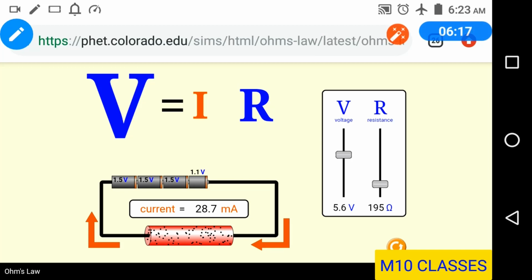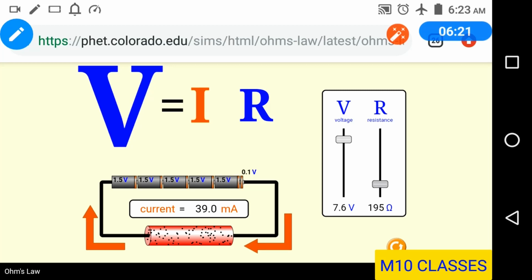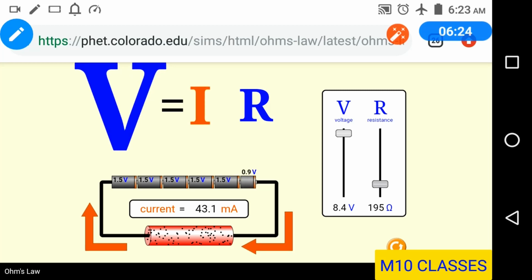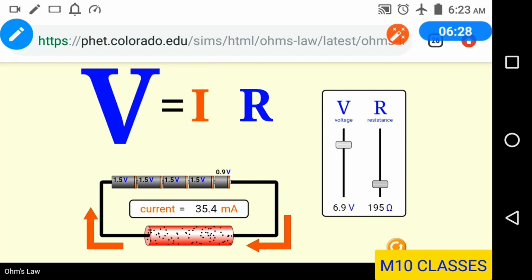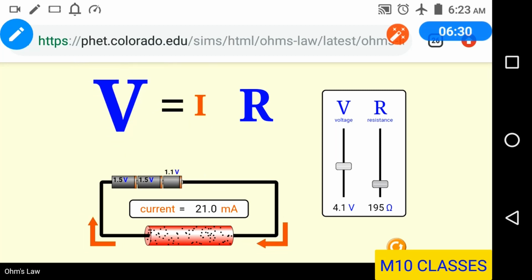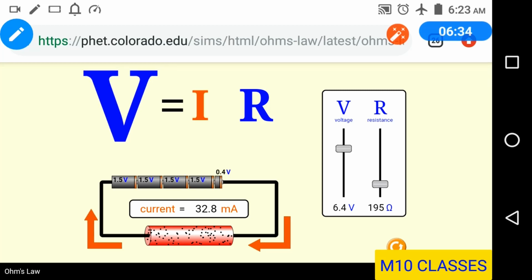Now again let us see here, V is directly proportional to I. I am increasing the voltage level, and you can see the current is also increasing. And if I am decreasing the voltage source, then the current is also decreasing. So which shows that V is directly proportional to I.